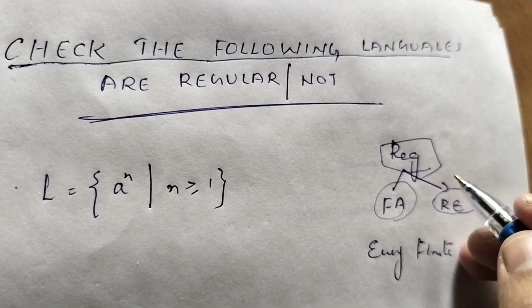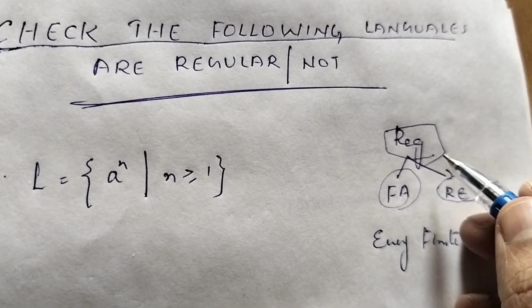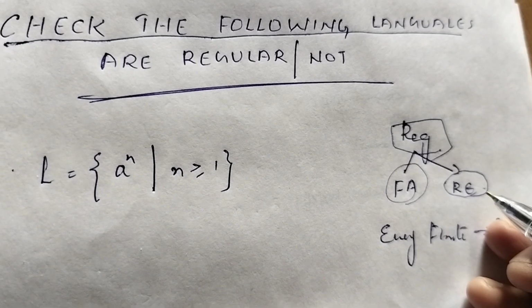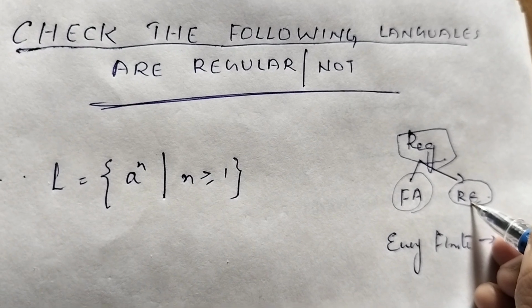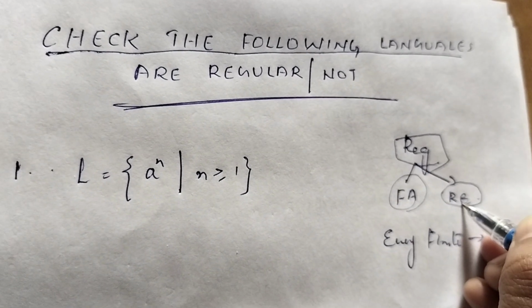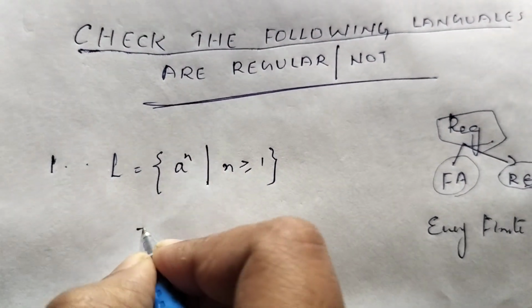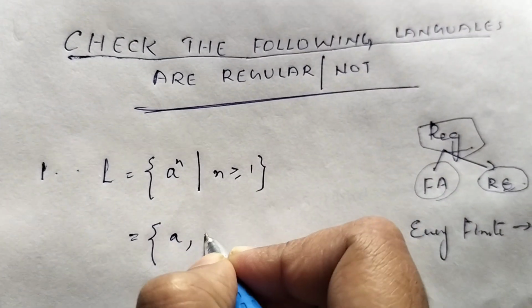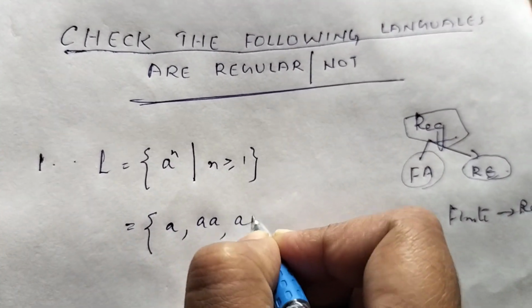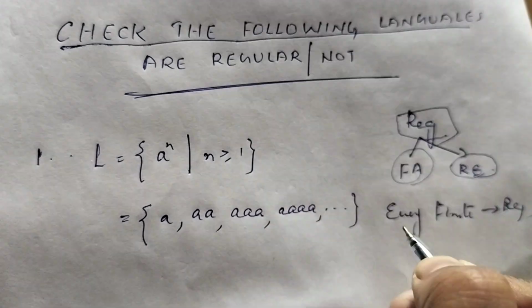If the language is not finite, then you need to check whether you are able to draw the finite automata or whether you are able to represent it by using a regular expression. So what is a regular expression? It is a mathematical representation of a regular language. So see, a power n. Here n value is greater than or equal to 1. So a power 1, a power 2, a power 3, a power 4, right?